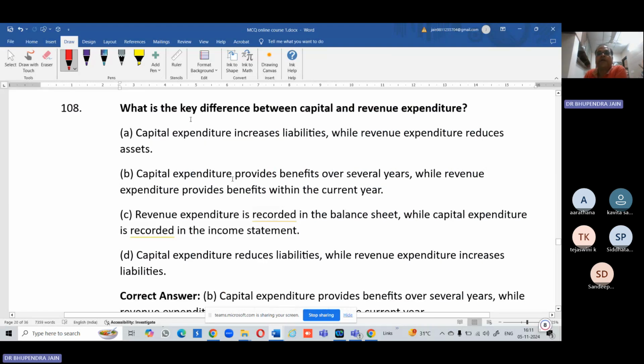So salary is the correct answer. What is the key difference between capital and revenue expenditure? Capital expenditure increases the liability, while revenue expenditure reduces the asset. This is not the right answer. Capital expenditure provides benefit for several years, while revenue expenditure provides benefit within the current year. So this should be the right answer. Revenue expenditure recorded in the balance sheet, wrong. Revenue expenditure is recorded in the profit and loss account, and capital expenditure in the balance sheet. This statement is also wrong. Capital reduces the liability, wrong.